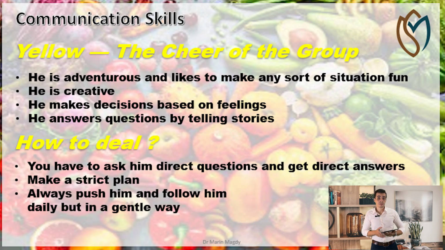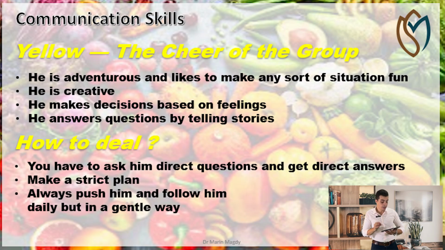The second personality, or the second color, is yellow, the cheer of the group. He is adventurous and likes to make any sort of situation fun. He is creative. He will always make very interesting recipes from the food you write in the diet. He makes decisions based on feelings. He answers questions by telling stories. How to deal with this person?